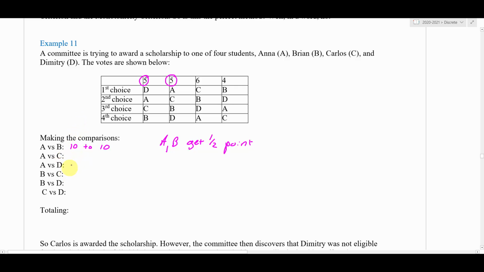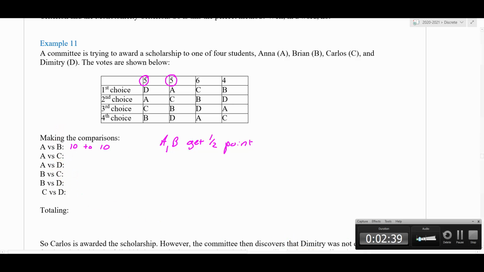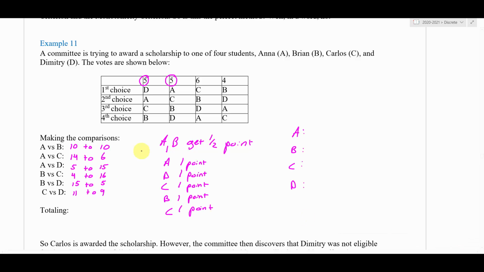If you want to pause your video and get those tallies on your own, see how you do, go right ahead. All right, welcome back. I've got the results tallied up over here. I went ahead and assigned points for each one-on-one comparison. So if I tally them up, A's got 1.5 points. B is going to have 1.5 points as well. C will end up with 2 total points, and D will have 1 point, which means C wins Copeland's. C was Carlos, so Carlos would get the scholarship.